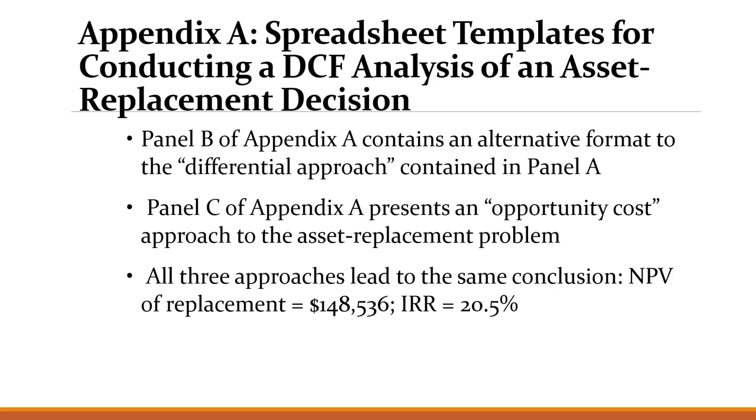But all three of the approaches that are shown in the appendix give us the same conclusion, that the net present value of the replacement equipment is $148,536, and the internal rate of return is 20.5%. So whether we look at a differential approach or an opportunity cost approach to our asset replacement problem, we still came to the same conclusion based on just financial measures of NPV and IRR.